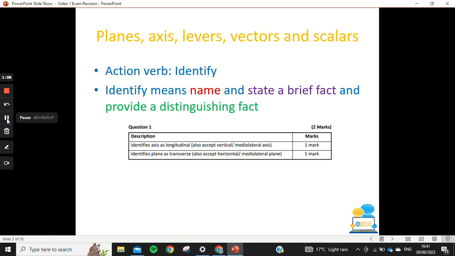It's important to note that identify means to name and state a brief fact and provide a distinguishing fact as well. So we can see here the marking scheme just has the identification of the vertical or longitudinal axis, and then the identification of the plane as transverse or horizontal.